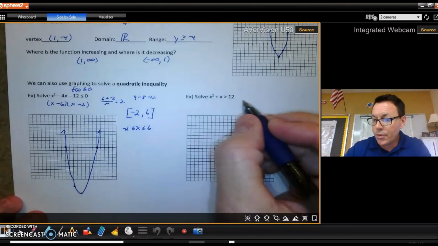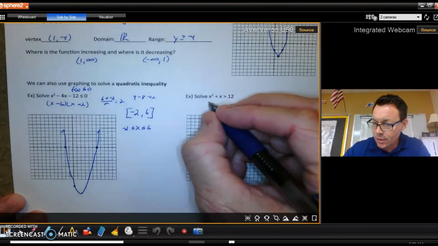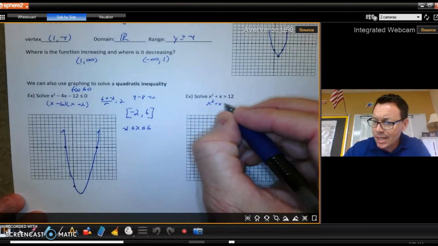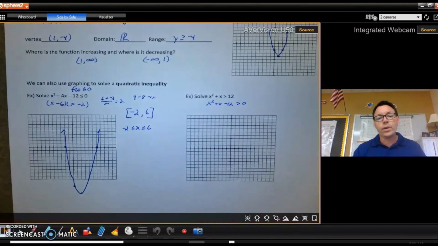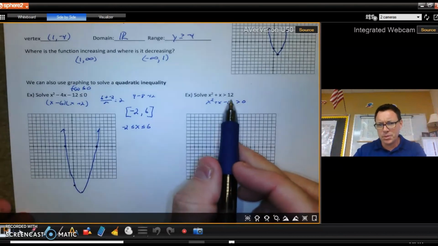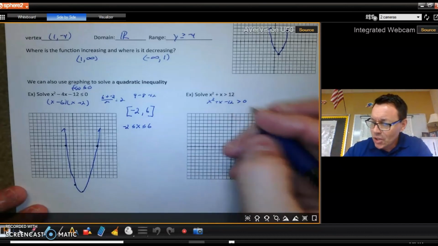Okay? So this one, where is x squared plus x greater than 12? Okay, let's not do that. Let's do x squared plus x minus 12 is greater than 0. Okay? We need to use 0. We need to differentiate between above the x-axis, below the x-axis, and not above or below 12. That's confusing. Okay? So let's just solve this.